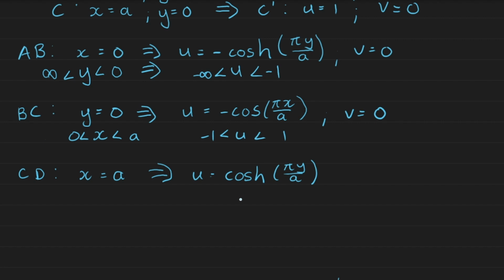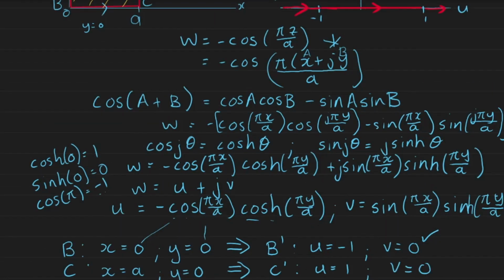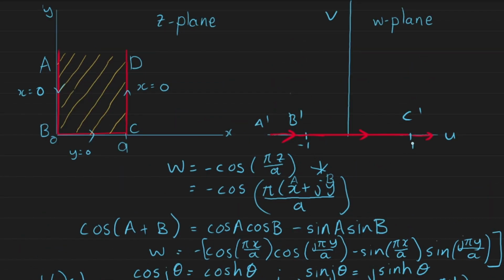So in terms of u, let's look at the boundary for y. y is going from 0 to infinity. So u is going from 1 to infinity. If we put in 0 here, we have cosh of 0, which is 1. If we put in infinity, we have cosh of infinity, which is just infinity. So we can see u goes from 1 to infinity, and that is exactly what we see. So that's D prime here.